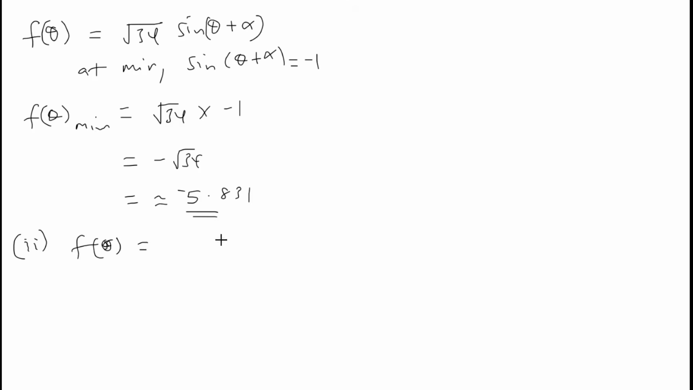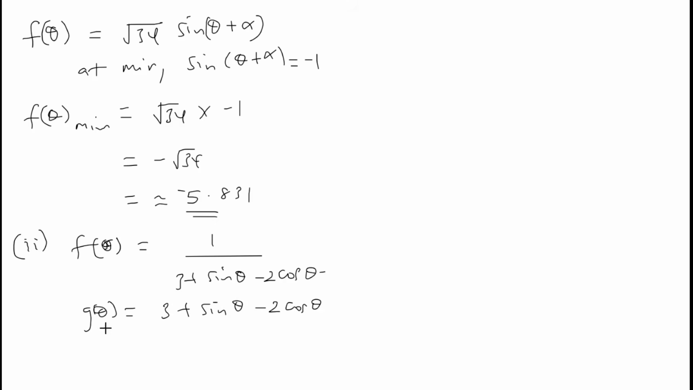where our function of theta was 1 over 3 plus sine theta minus 2 cos theta. Since this is a quotient, I will begin by letting g(theta) be equal to the denominator here, so that I first manage the denominator and then come back to the final question. I can choose to first find the maximum and the minimum of this function, then that will help us find the maximum and minimum of this quotient.